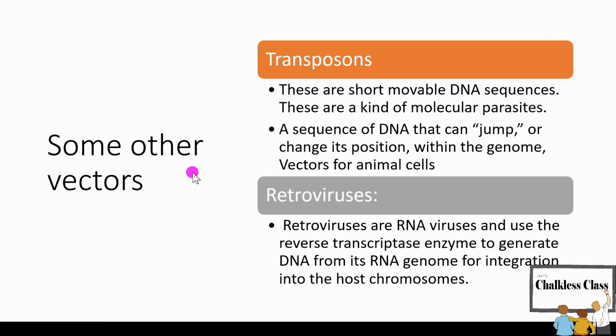Transposons. Transposons are short mobile DNA sequences present in the genome. These are a kind of molecular parasites. These DNA sequences can jump or change their position within the genome. These transposons act as vectors for animal cells. Retroviruses. What are retroviruses? These are RNA viruses that can convert the RNA into DNA in the host cell by using a reverse transcriptase enzyme. And such type of viruses are called retroviruses. These are also used as vectors because the viral DNA can become a part of the host DNA.